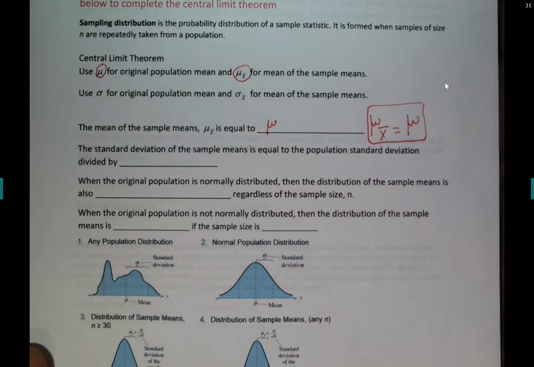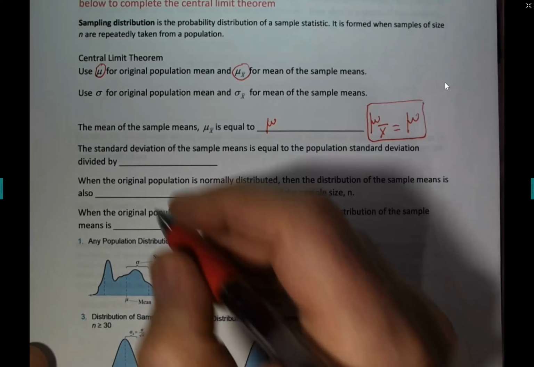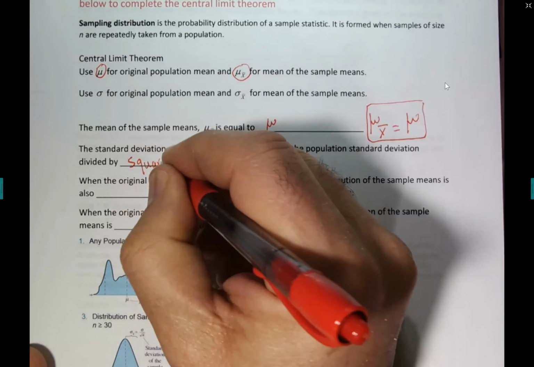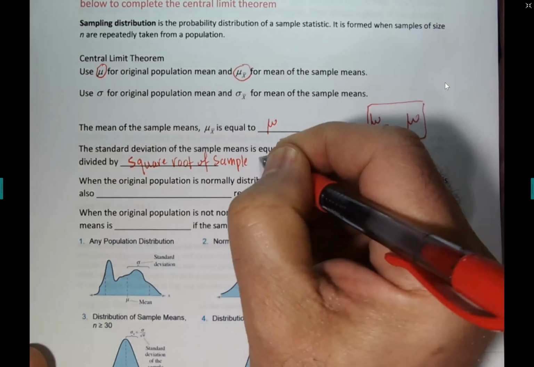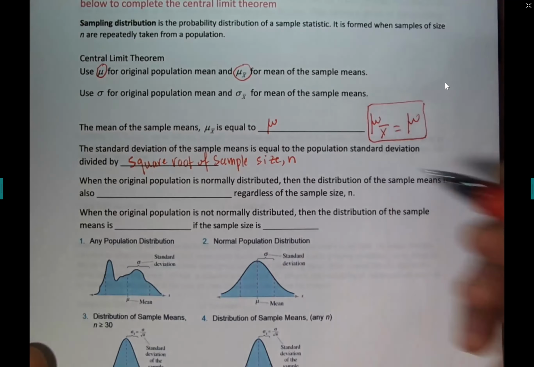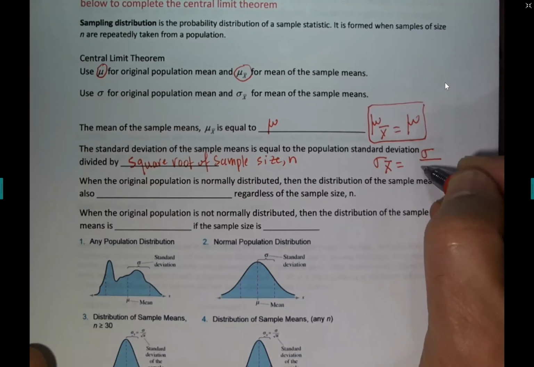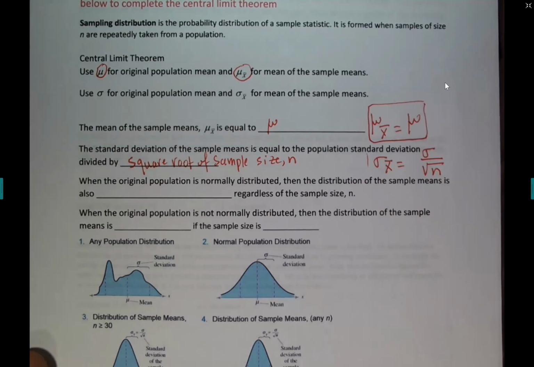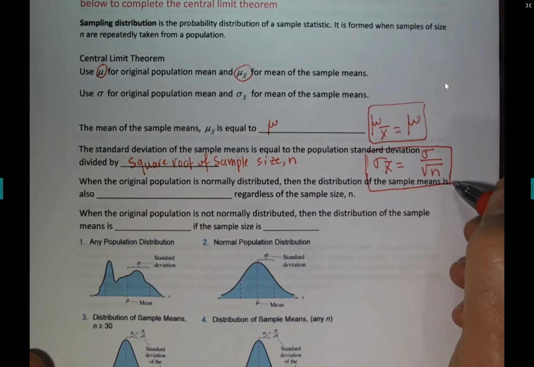That's the first observation. Very good. And what about the standard deviation of the sample means? It is equal to the population standard deviation divided by, who can complete this for me? Square root of sample size. And we write it like this, guys. Sigma of x bar will be sigma divided by square root of n. Okay, so you will see how we're going to use this. So you're wondering, what does this mean? You will see that in a few minutes.